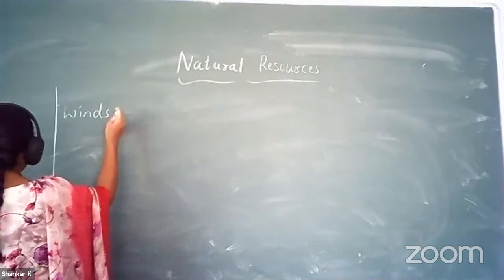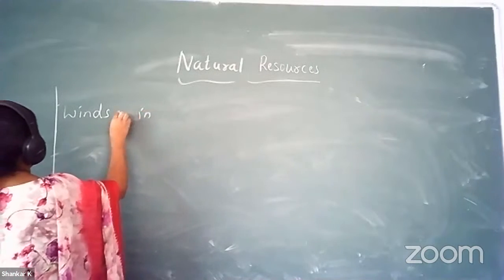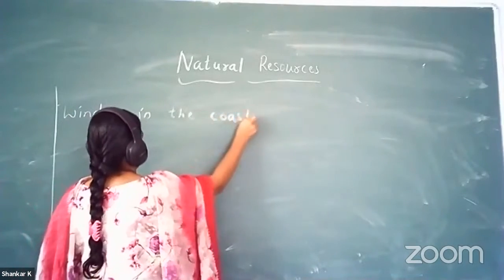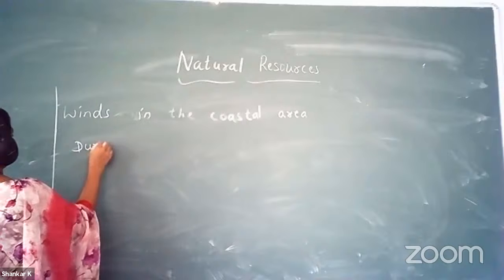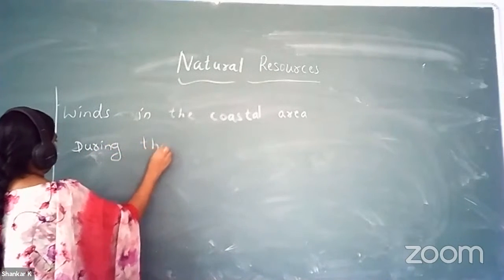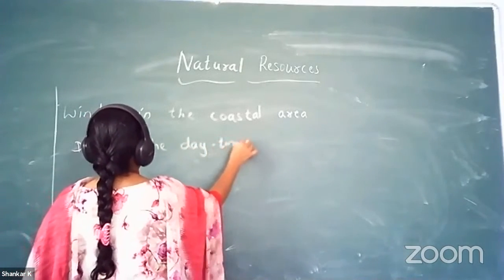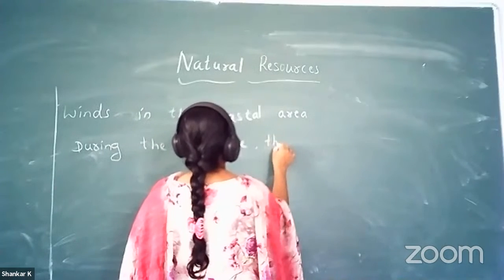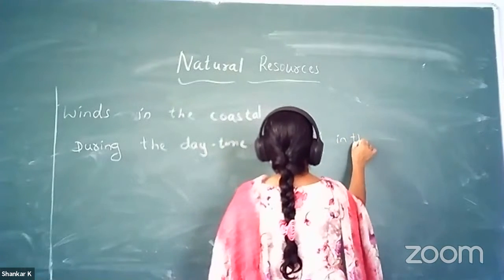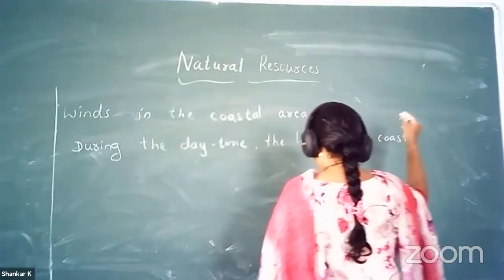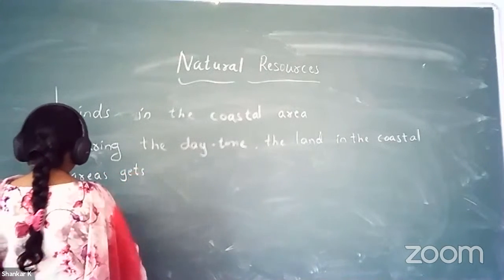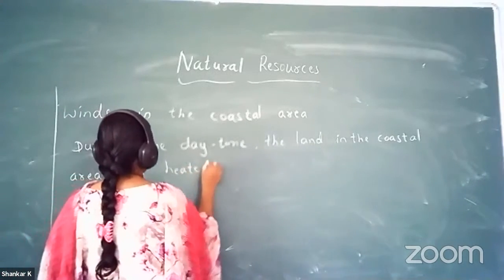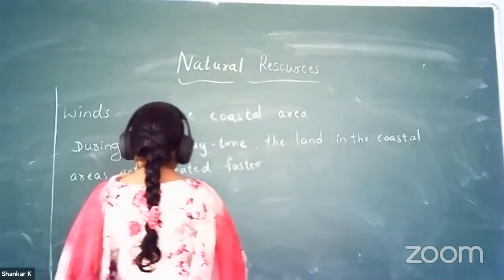Wind in the coastal area. During the daytime, the land in the coastal areas gets heated faster than the sea.